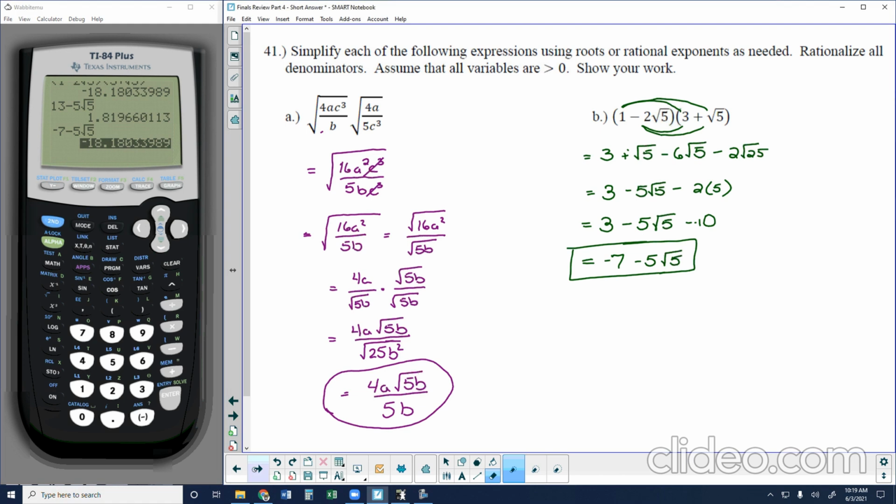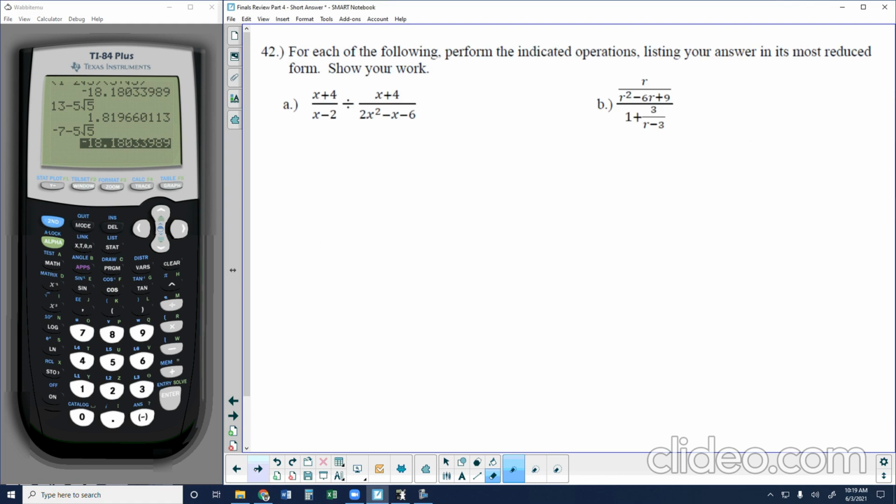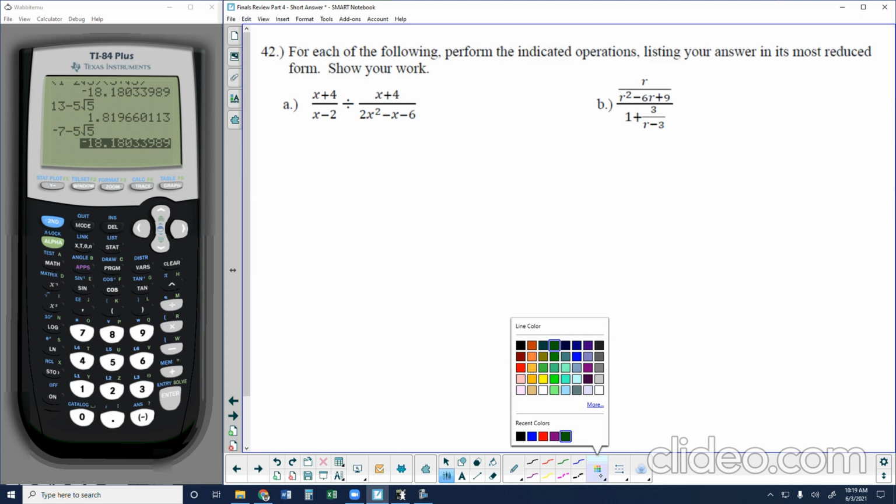In problem 42, now we're dealing with variables again, and this time rational expressions, or fractions. So we need to simplify each of the rational expressions. Now in problem 42a, I have a division. Remember, division of a fraction is the same as multiplication of its reciprocal.